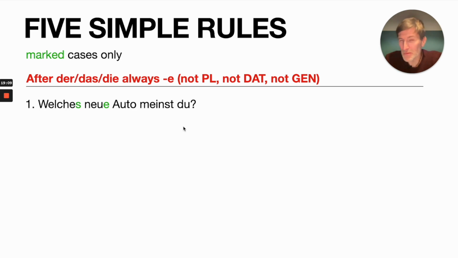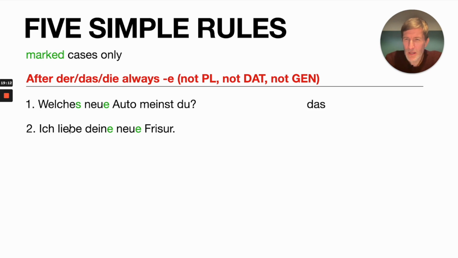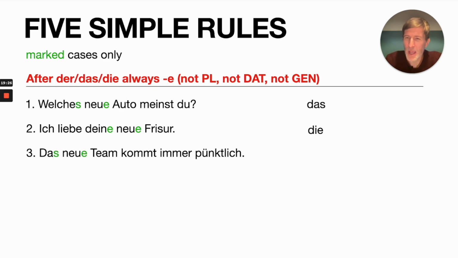Take a look at a few more examples. Ich liebe deine neue Frisur. You don't see a D here, but deine ends in E, so it basically works the same. And it is once E, always E. It's another rule that applies here. Das neue Team, so I have literally a das here, so always E means neue has to end in E. Dieser neue Tisch, so I don't have a der, but I have a dieser. Both end in ER, and therefore neu has to end in E.